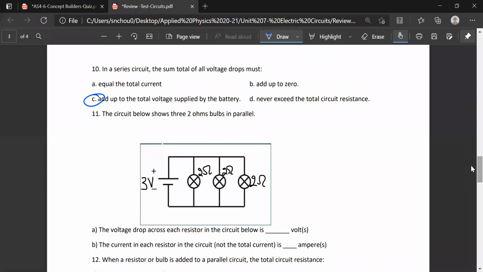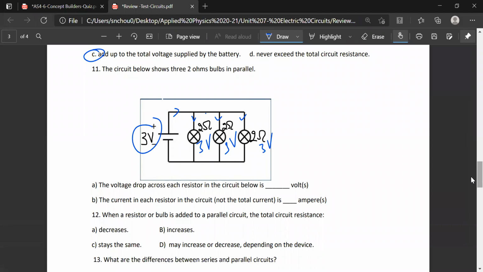For parallel, remember that the current splits, which means the voltage is the same across each. So it's 3 volts here, 3 volts there, 3 volts there. Now let's answer. The voltage drop across each resistor in the circuit is 3 volts. The current in each resistor, you've got to do the calculation for that. The current is determined by the total resistance and the battery voltage. So how do we calculate the total resistance for a circuit like this?